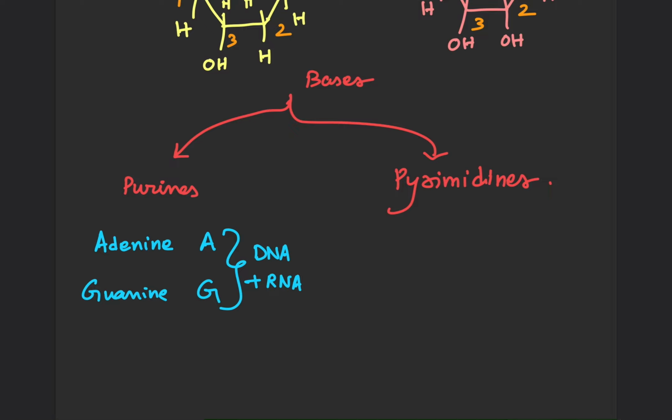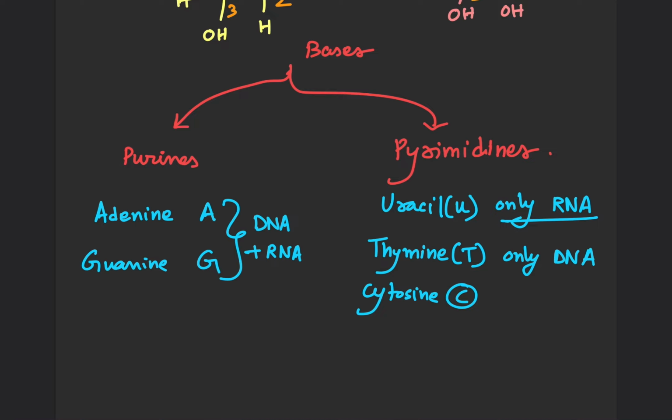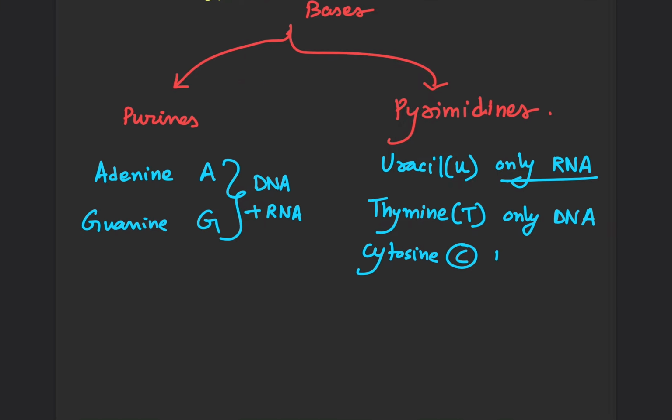Then coming to pyrimidines, the three most commonly occurring pyrimidines are uracil, symbol is U, thymine, symbol is T, and cytosine, symbol is C. Okay, so uracil is found only in RNA, thymine is found or occurs only in DNA, and cytosine occurs both in RNA as well as DNA.